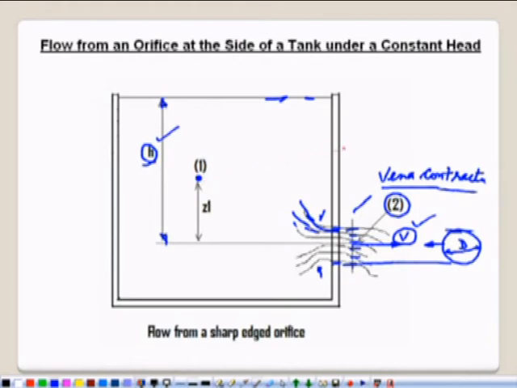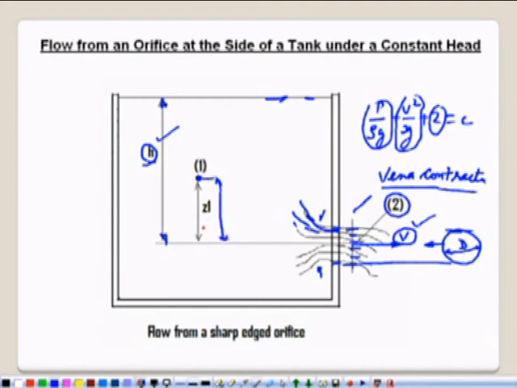What is Bernoulli's principle? P over rho g plus V square divided by 2g plus z is equal to constant, meaning the summation of pressure head, velocity head and potential head must be constant. So let us apply the Bernoulli equation between point 1 and point 2, where point 2 is at the vena contracta. With reference to point 2, point 1 is situated at a distance Z1 in the perpendicular direction.